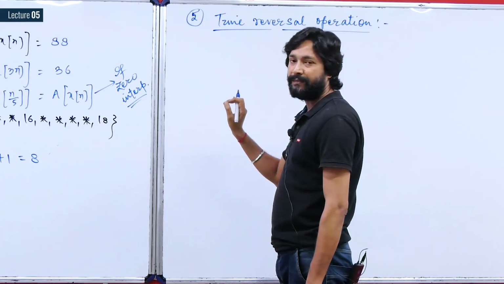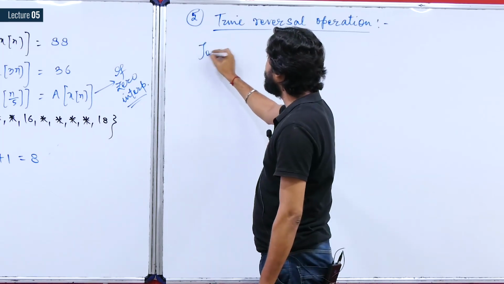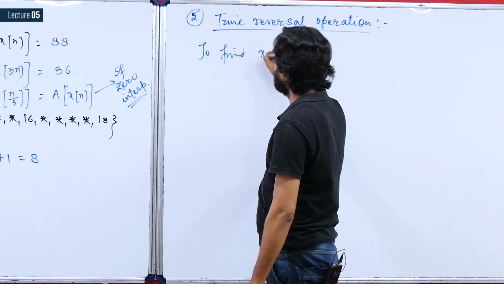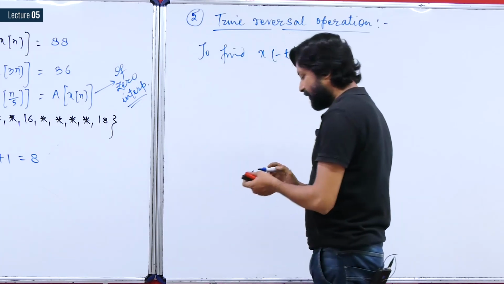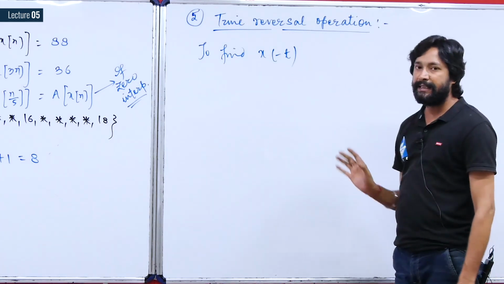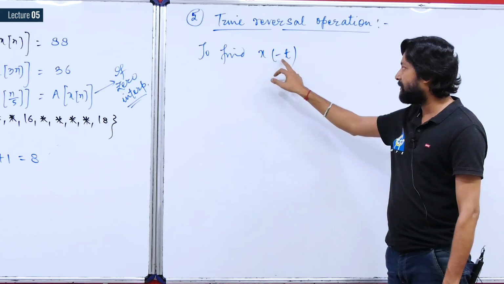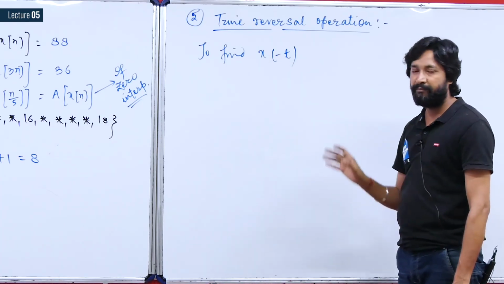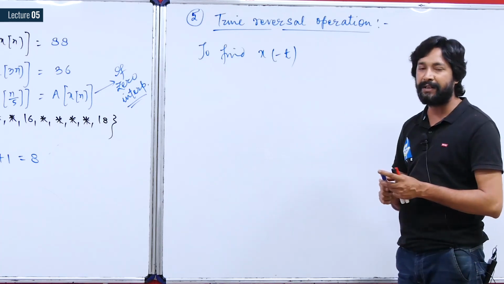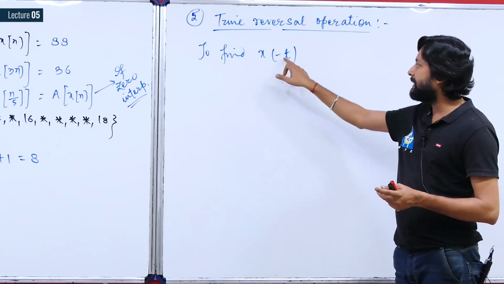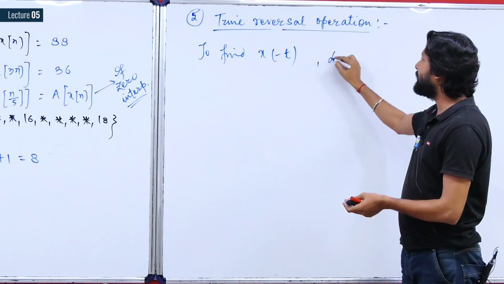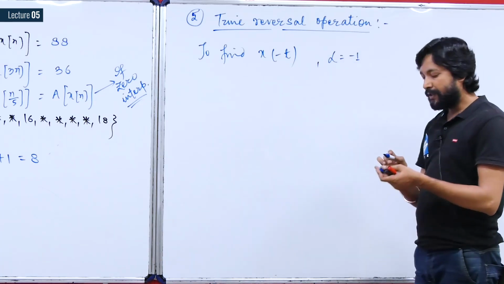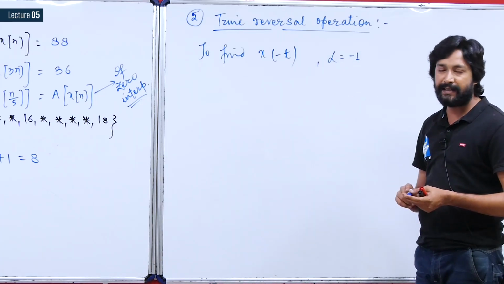So for given x of t, you have to find x of minus t. So if you see here, you have defined time scaling in which you have to find x of alpha t. If you compare x of alpha t with x of minus t, it means you can say that it is the special case of time scaling where scaling factor alpha is -1.